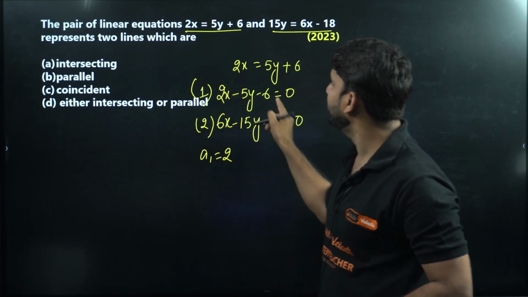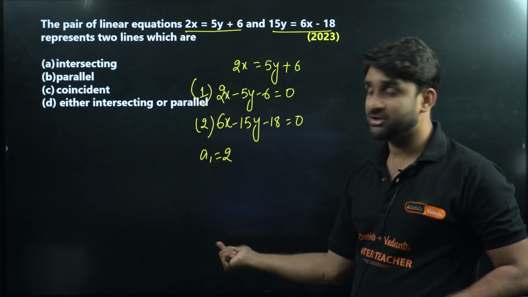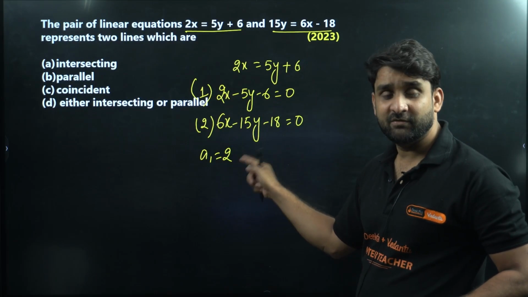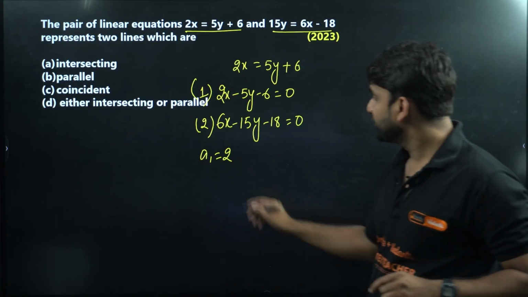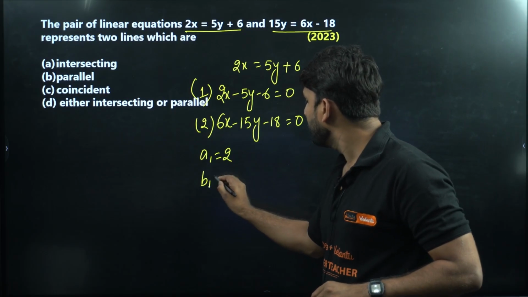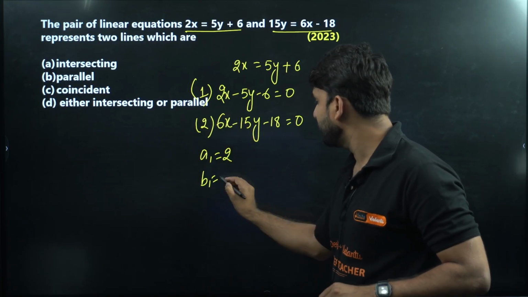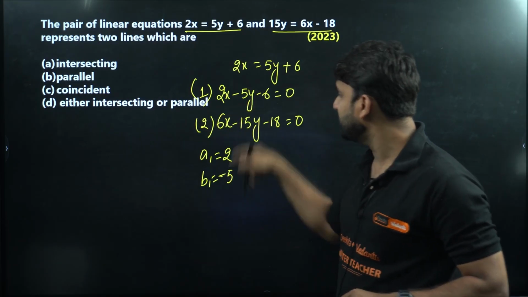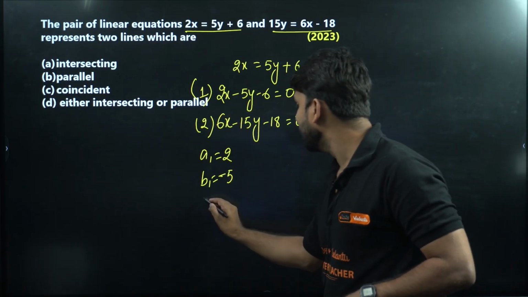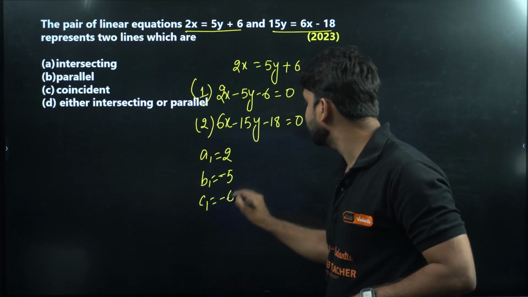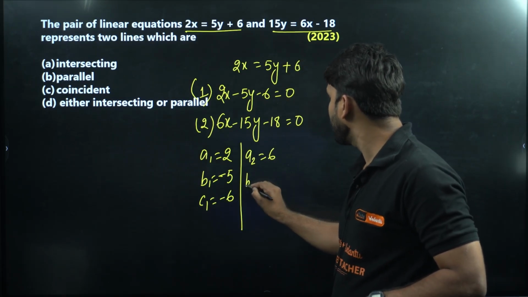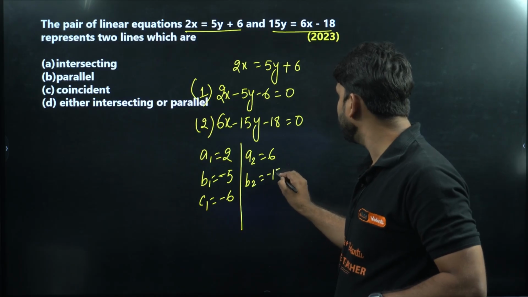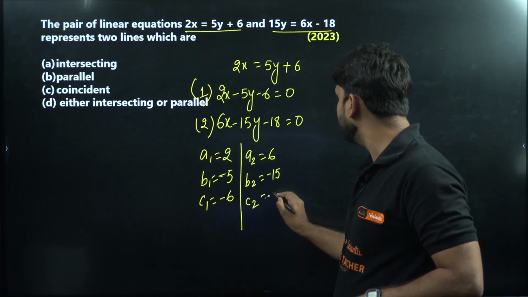So every coefficient of the first equation takes one position, and in the second equation every coefficient takes the second position. So a1 is 2, b1 for the first equation is minus 5. If the coefficient is negative, make sure to write it in negative form as it is, and c1 is minus 6. Now come to the second equation. a2 is 6, b2 is minus 15 and c2 is minus 18.